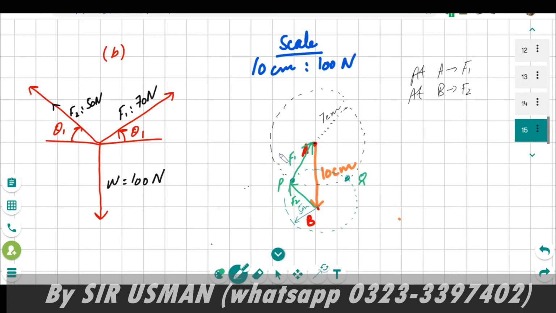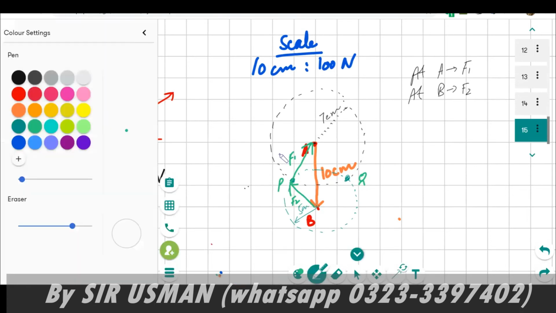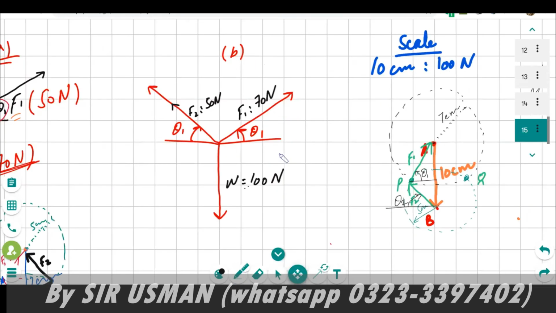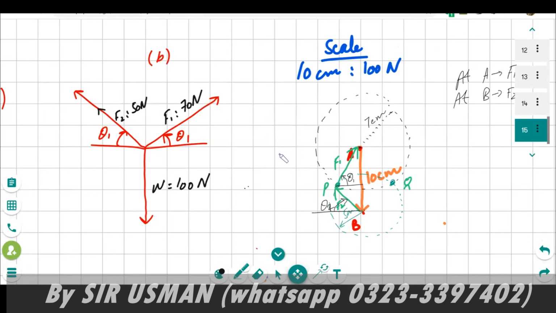Is it clear? This will be your angle 1, 67. This is theta 1, and let's say this is theta 2. So I hope this case is clear. Okay, shall we go to the next case now? Yeah, okay. So we have case 2.